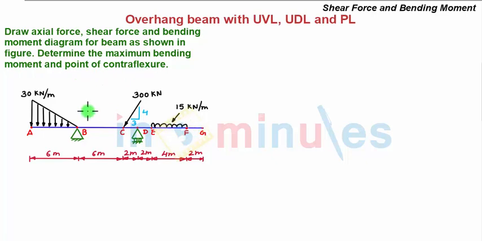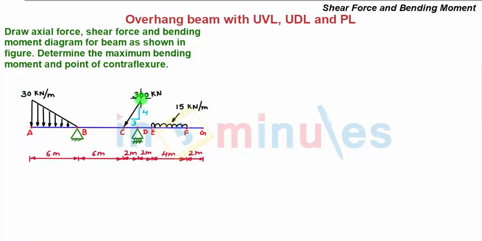So we see that we have a beam which has been supported at points B and D by means of a hinge support and a roller support respectively. AB is a part of the overhang on the left hand side and DG is the overhang on the right hand side. We have a uniformly varying load of intensity varying from 30 kN per meter to 0 between points A and B.